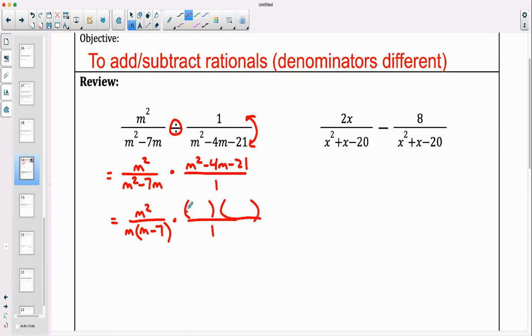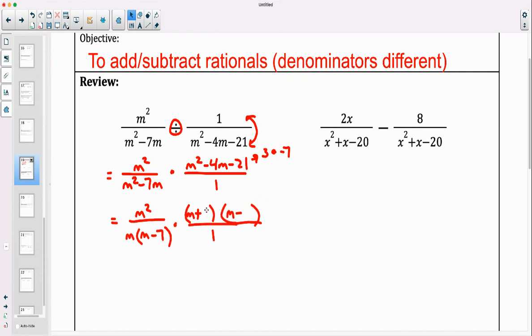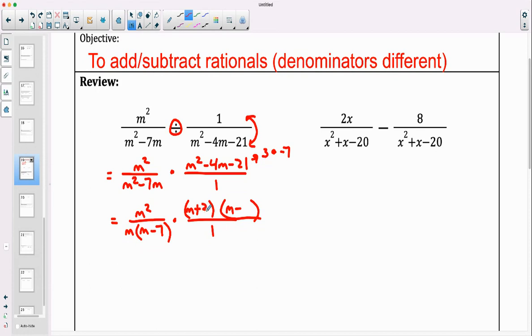We need to use a plus and a minus to make negative 21. And we want to look at two numbers that multiply to negative 21 and they add to negative 4. And that would be 3 times negative 7. So a positive 3 and a negative 7. Sorry about that. Those two numbers would be the factored version of m squared minus 4m minus 21.